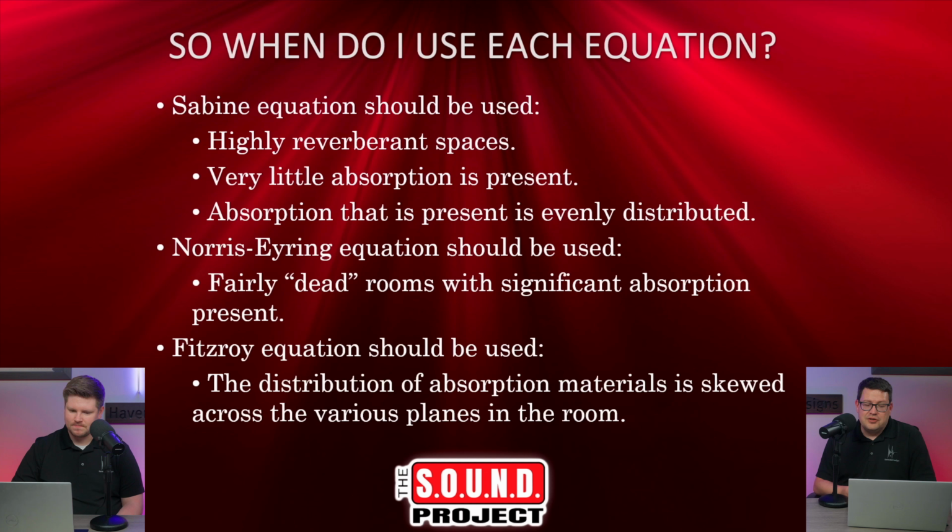All right, so we have to determine when we should use these equations, because if you use the Sabine equation or the Eyring equation in a room where Fitzroy should have been used, you're not going to get accurate numbers, and you're going to think that the room has a different reverb time than it actually does. So Sabine equation, again, to remind you, is for highly reverberant spaces, a lot of reflective surfaces, very little absorption present, and the absorption is evenly distributed. So it's not just on one surface over another. That's when the Sabine equation can be used.